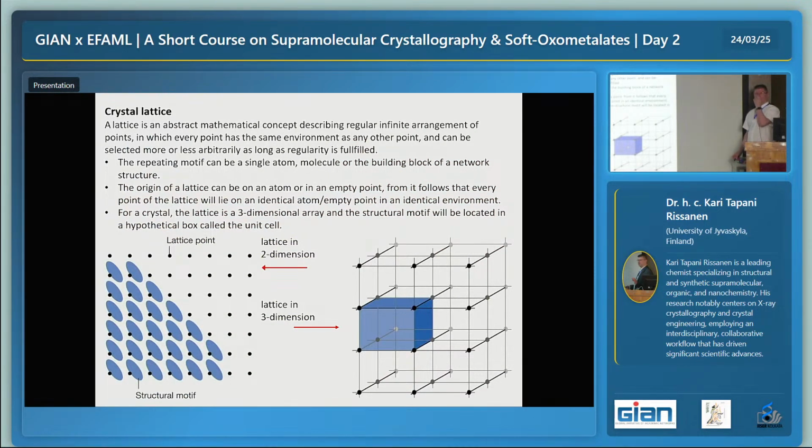But now to the real business. So we have to develop a few completely hypothetical concepts which don't exist in real life. This is a really difficult thing. It takes some time. And one of them is crystal lattice. Or if you make it more general, a grid. And the point in the lattice is an abstract mathematical concept describing regular infinite arrangement of points.